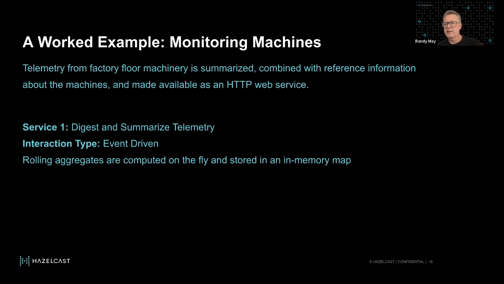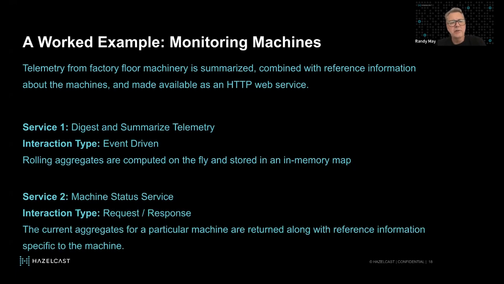And according to this new definition of microservices, where they could process events or actually be request-response, we've got two services. One is just to digest the telemetry and compute those aggregates, and that's an event-driven service. And then the second one is the status service, and that is our request-response service. And the status service is basically going to access those aggregates.